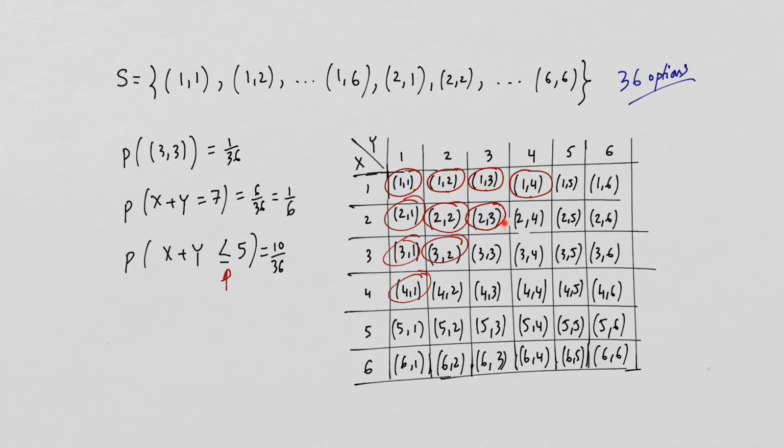Then you have 3 options. Then you have 2 options. Then you have 1 option. Did you see that all the rest are more than 5? That's 6, 6, 7, 8. So none of these qualify.